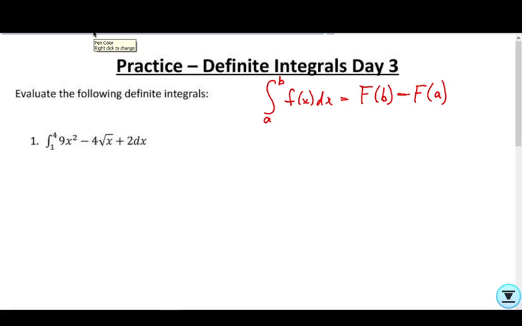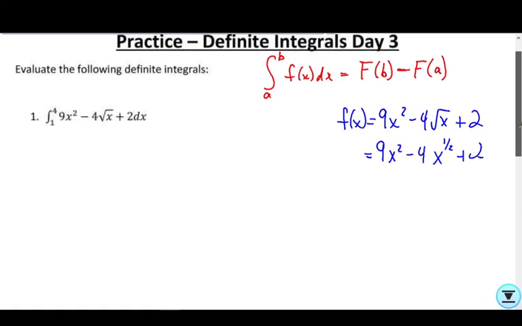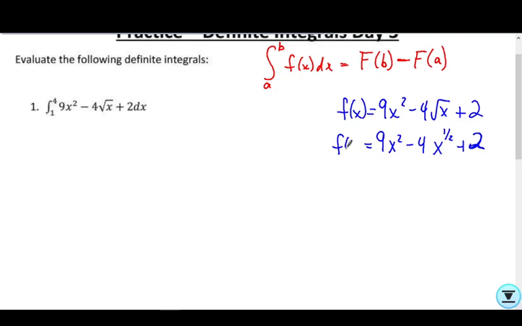Okay, so the first thing we need to do is find the antiderivative. What I tell my students sometimes is, take it apart. So f of x equals 9x squared minus 4 square root of x plus 2, and just find the antiderivative. Before we do the antiderivative, we have to rewrite. So we get 9x squared minus 4, and we change the square root of x to x to the 1/2 power. Okay? So that's our first step. Rewrite. Now we can take the antiderivative.